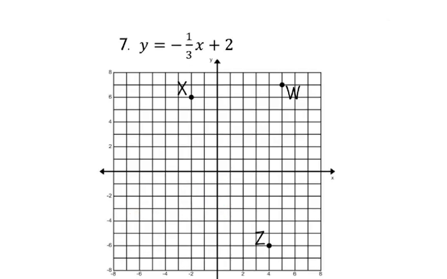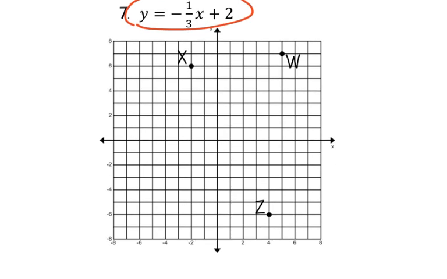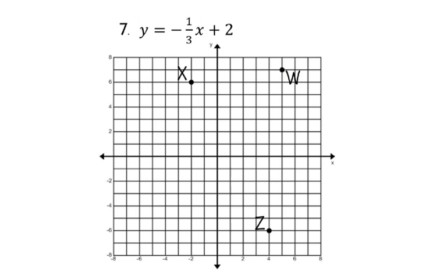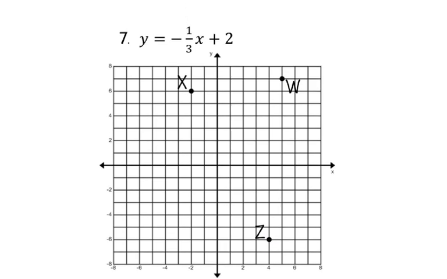Okay, number 7. We're going to reflect across this line, and I've got 3 points. Notice that it's not a triangle. I don't have these joined, and that's on purpose. I just have points, so I'm just going to reflect the points.